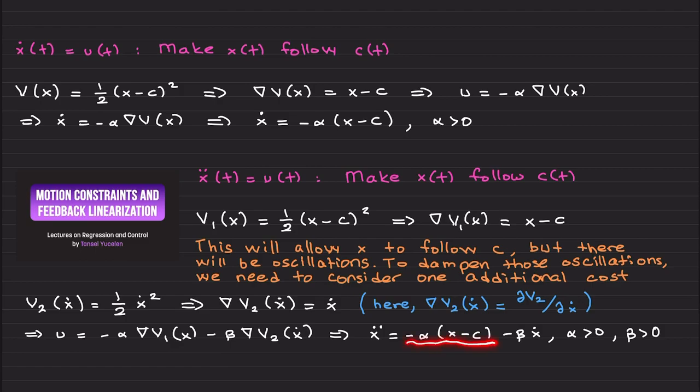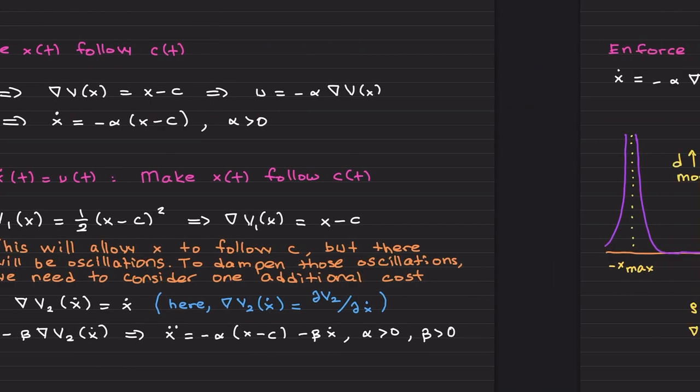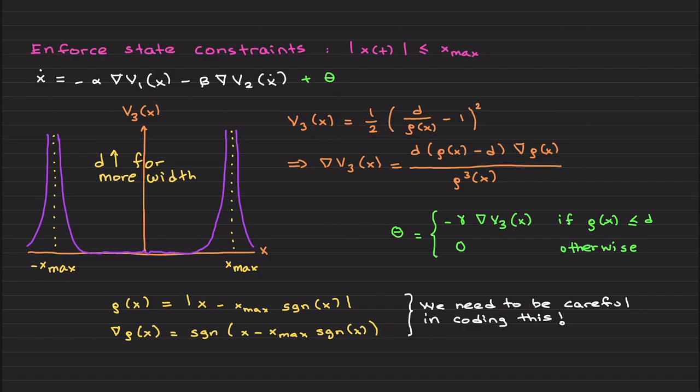This is the first term, this is the second term, and alpha and beta are basically positive constants. So I am going to demonstrate this in a Matlab example, but let's also focus on enforcing state constraints using gradient descent. Let's say we are operating X, but there are some safety regions that we should avoid. For example, you want the maximum amplitude of X to stay below X max, right?